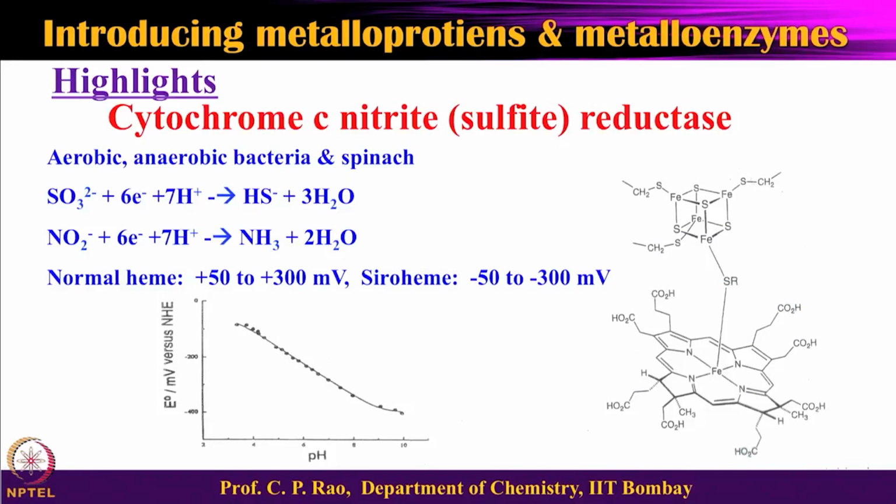Okay, some additional highlights on the iron enzymes start taking their shape from, let us say, other kinds of reductases. See here, for example, cytochrome c nitrite sulfite reductase. So, sulfite, SO3 2-, to HS-, this is a 6 electron 7 proton reaction.